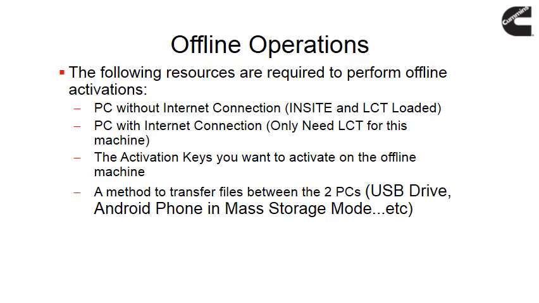There are a few things you will need in order to perform offline activations, such as a computer with internet connection and the License Configuration tool installed, an additional computer without internet connection that has INSITE and the License Configuration tool installed, the applicable activation keys, and lastly, you will need a method to transfer the files between the two computers, such as a USB drive.